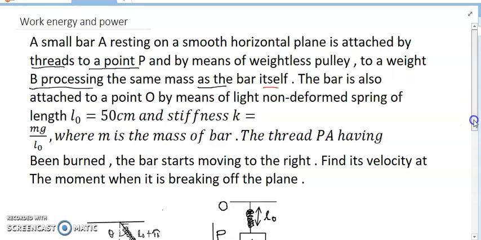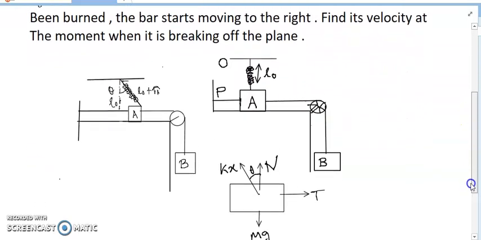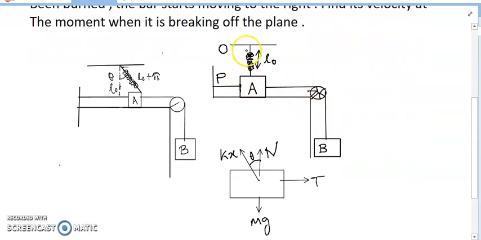So friends, please check my diagram. This is the initial condition, and this is the final.